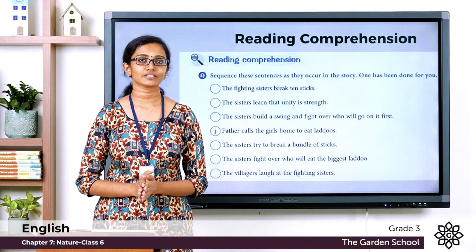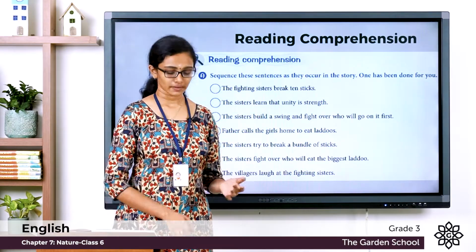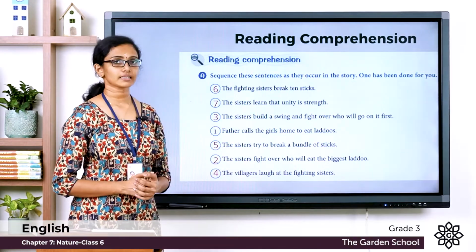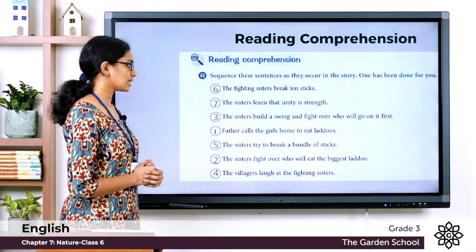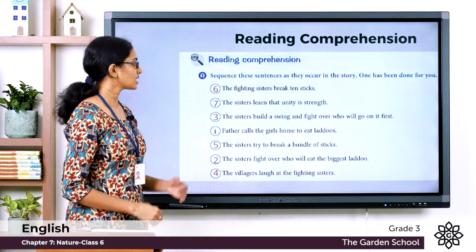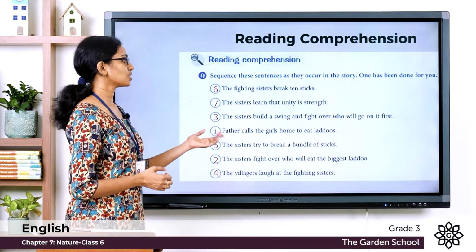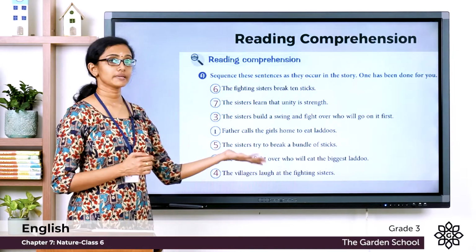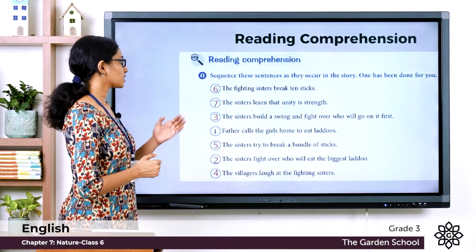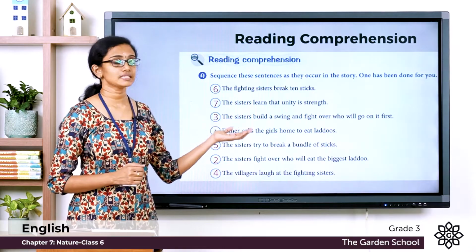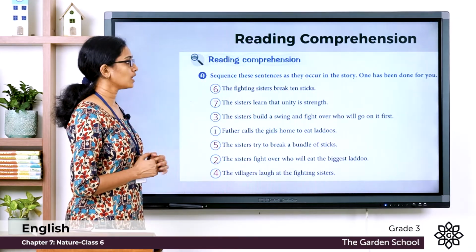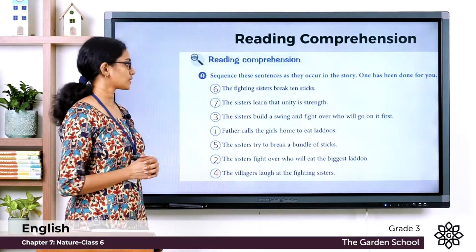Hope you are done with that activity. Now let's see the correct order of events. The first one is already marked there. Father calls the girls home to eat laddoos. The second one is the sisters fight over who will eat the biggest laddu. Now the third one is the sisters build a swing and fight over who will go on it first.